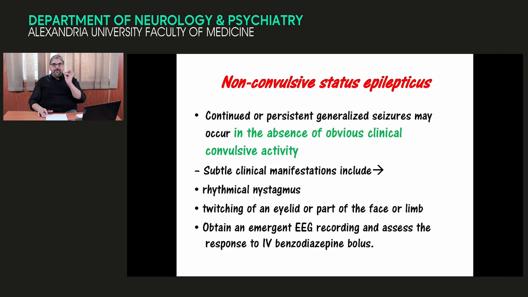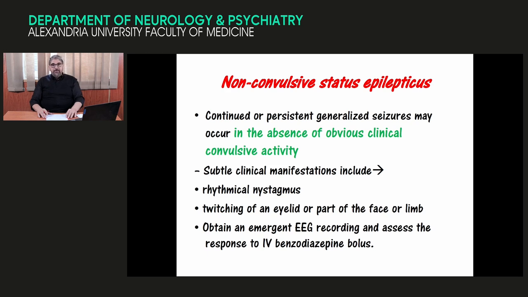But some very minimal clinical manifestations may give us a key that the patient has some sort of non-convulsive status epilepticus. Rhythmical nystagmus in the eye or nystagmoid movement. Some very minimal twitches in the eyelid or part of the face or part of his upper limb or part of his body in general. But definitely, the state of convulsions is not evident. The patient is not looking like he's convulsing like the typical status epilepticus.